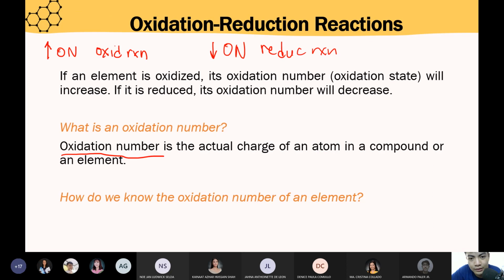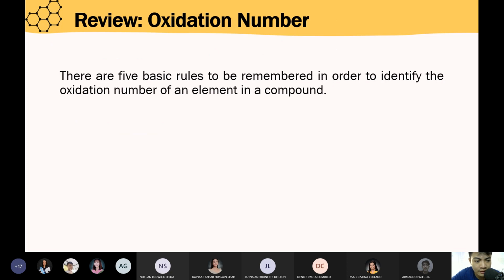So, ito yung question ngayon. How will we know the oxidation number of atoms? Kasi one way of telling if this is a redox reaction is for you to know what is the oxidation number of your atom. So, we have several rules in the next slides. We need to remember this, no? Para malaman natin yung oxidation numbers.